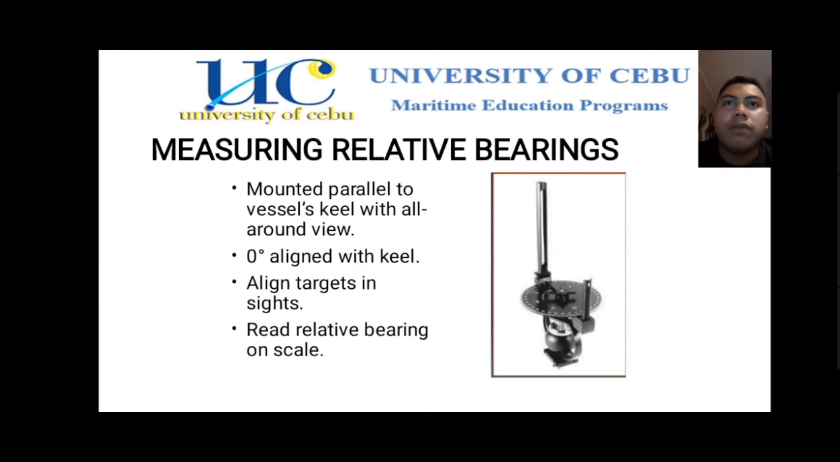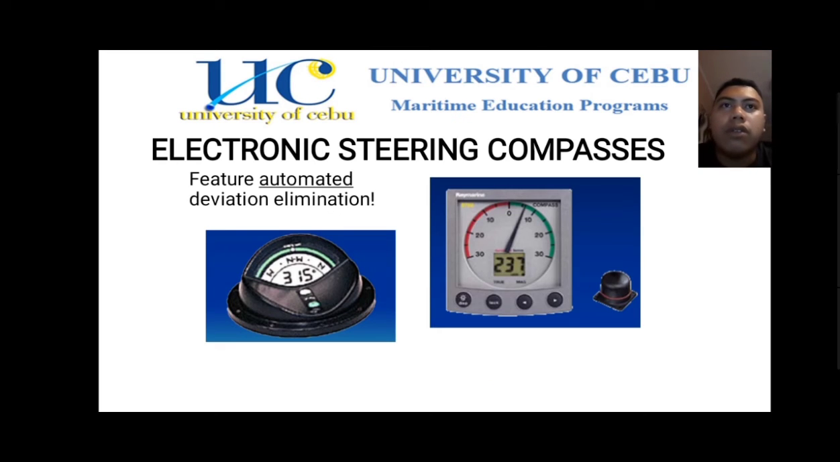Next, measuring relative bearings. Mount the instrument parallel to the vessel keel with an all-around view, with 0 degrees aligned with the keel. Align the target in sight and read the relative bearing on the scale. Next, electronic steering compass, fully automated, for deviation elimination. As you can see in the pictures.